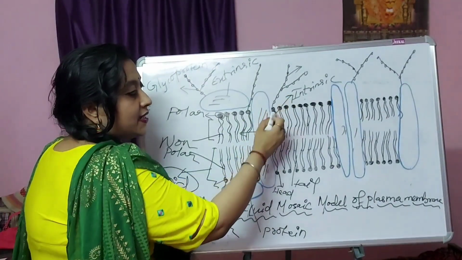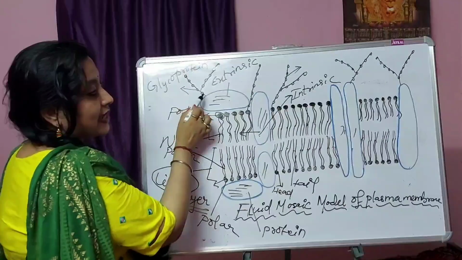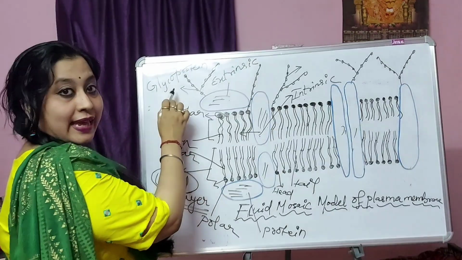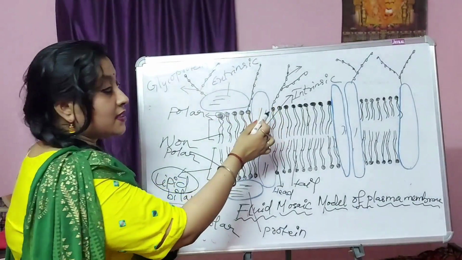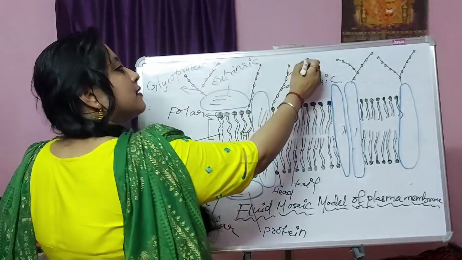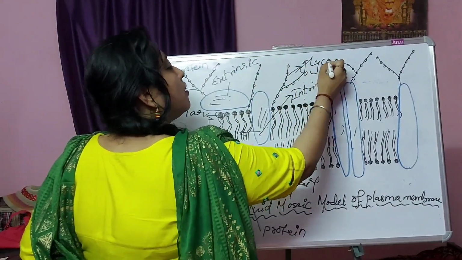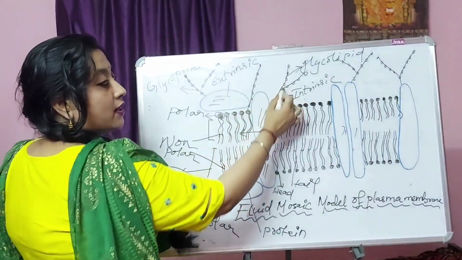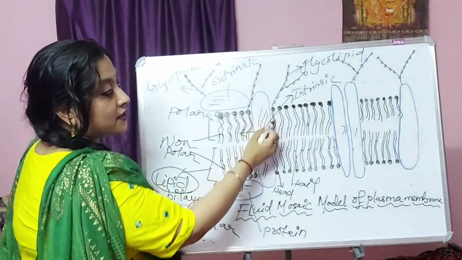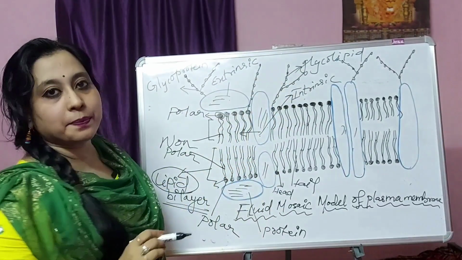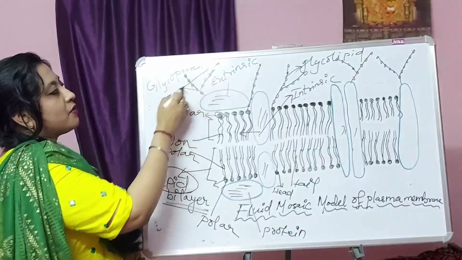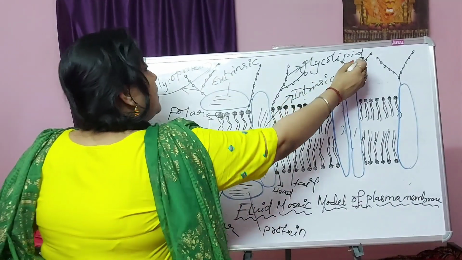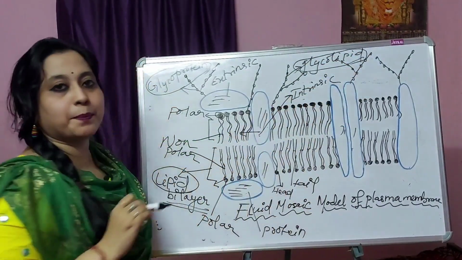If you see, this chain is associated with the lipid layer. This chain is associated with the protein layer, which is called glycoprotein. This chain is associated with the lipid layer, which is called glycolipid. When this oligosaccharide chain gets associated with the lipid layer, it forms the glycolipid. So in this way, a small amount of carbohydrates are also present, in association with protein and lipid.